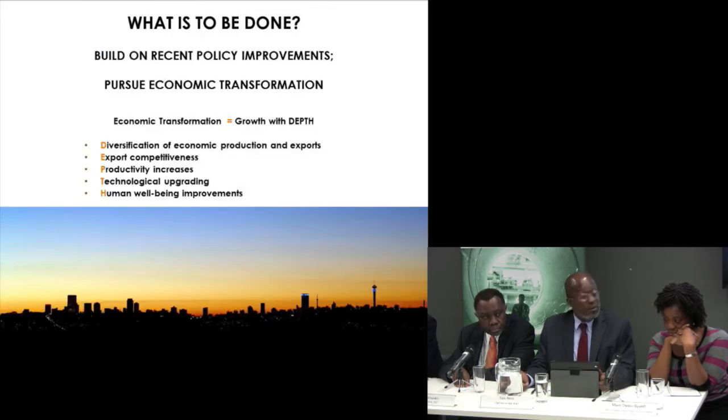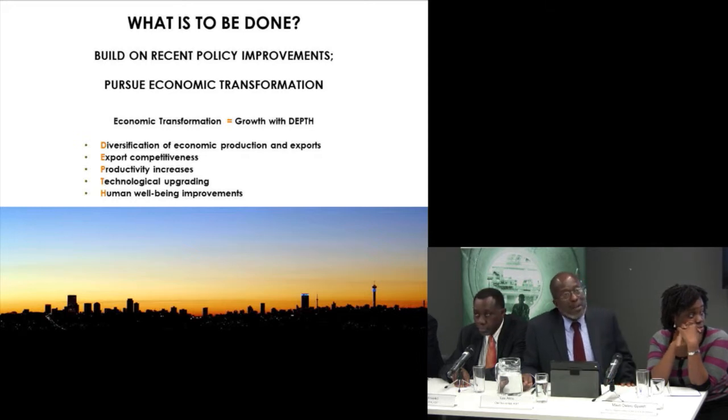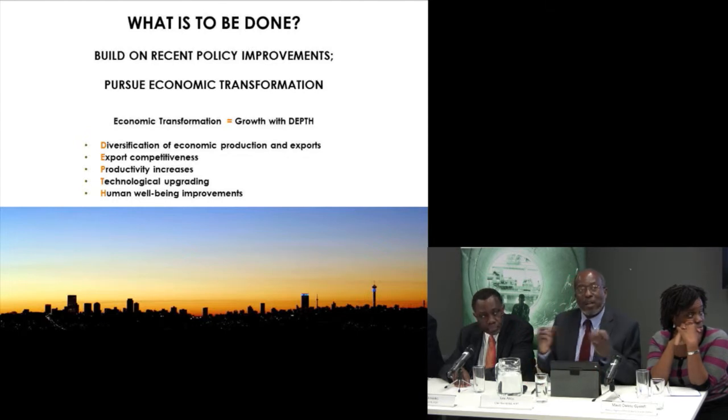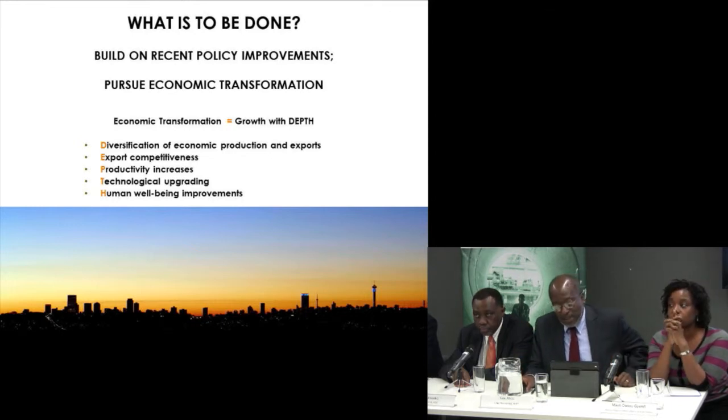Our response to that is that we need to put this growth on a firmer foundation, and our answer is that we need to pursue economic transformation, not just growth. Now, economics is not an exact science, so I'm sure there may be other good definitions for economic transformation, but after looking at all the evidence and the analysis, we boiled it down to 5 elements, the acronym.